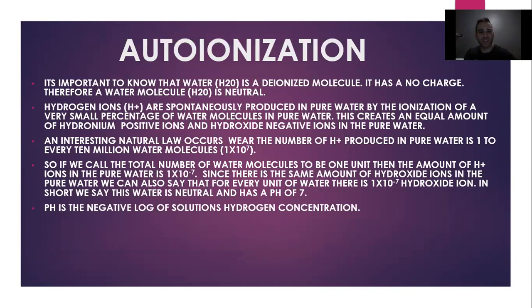pH is the negative log of a solution's hydrogen concentration. So remember I said it's logarithmic. In pure water, you have 1 times 10 to the negative 7 units of hydronium. If you take the negative log of that, it would be 7. So that's basically what that means.